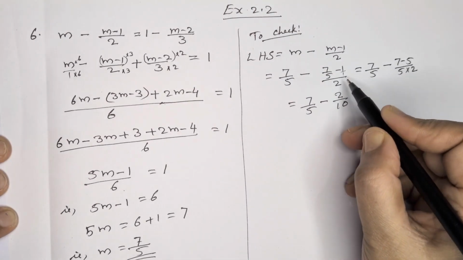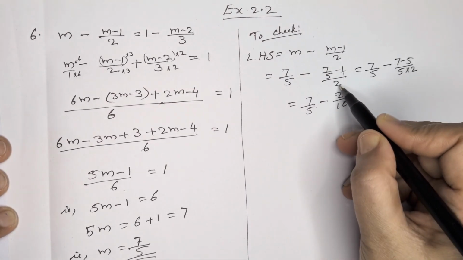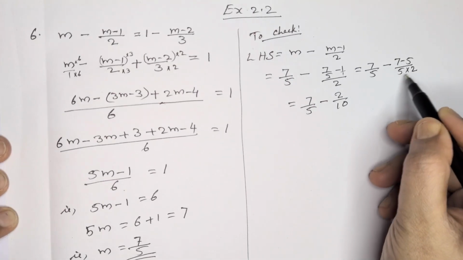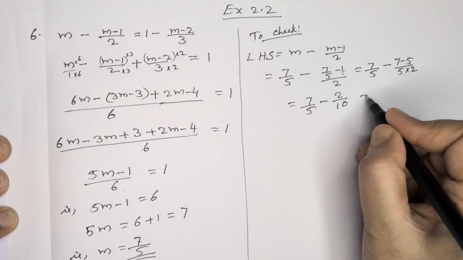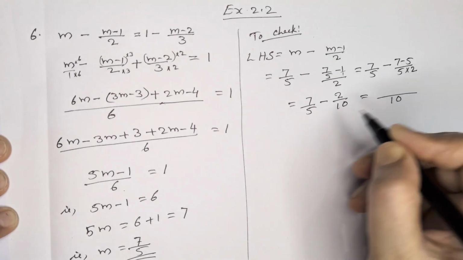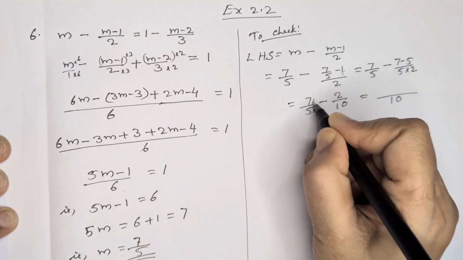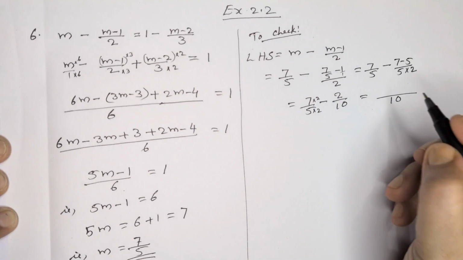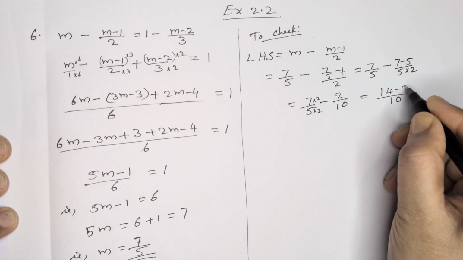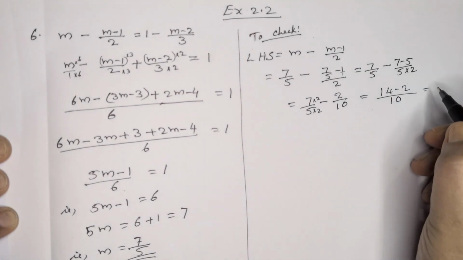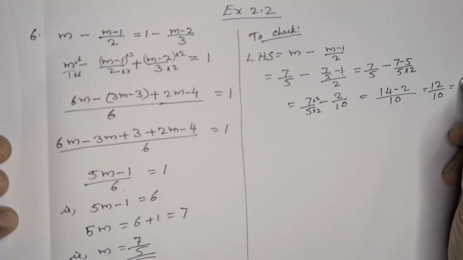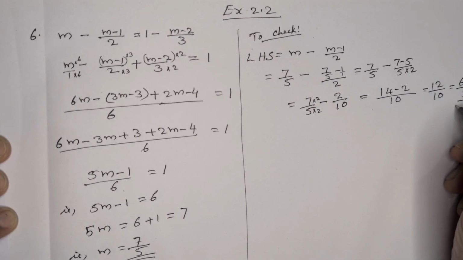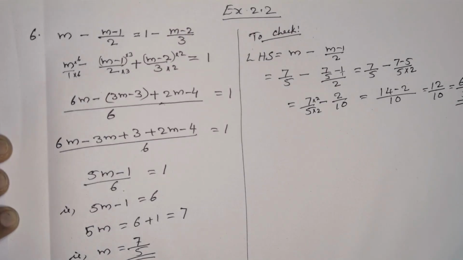Already this 2 is there in the denominator and this 5 also will come there in the denominator. So 5 into 2, 10 as the denominator here. Now again 10 as the denominator, for that make this multiply with 2. So 14 minus 2 is equal to 12 by 10. That is equal to 6 by 5. 6 by 5.